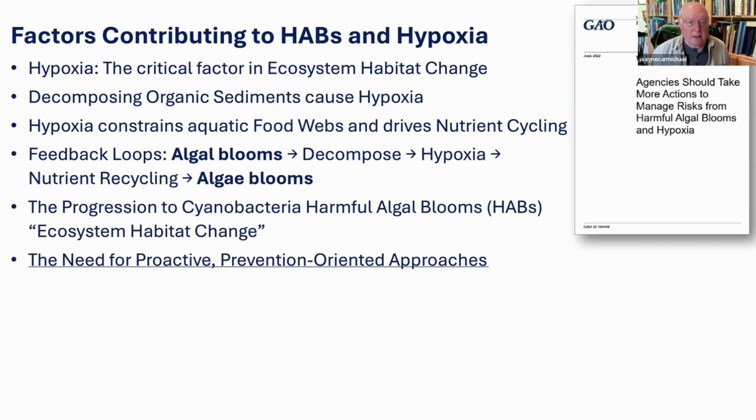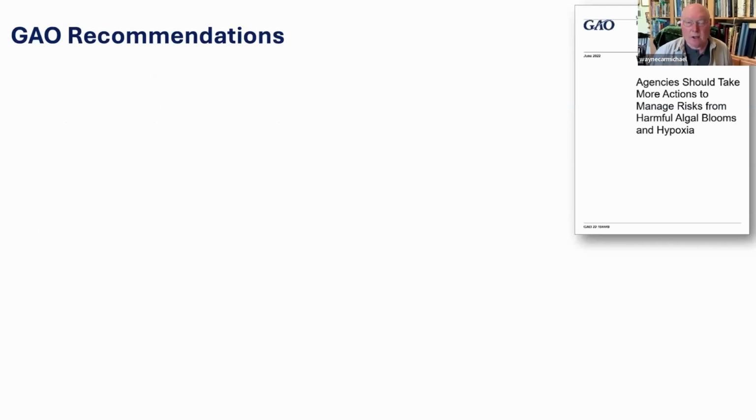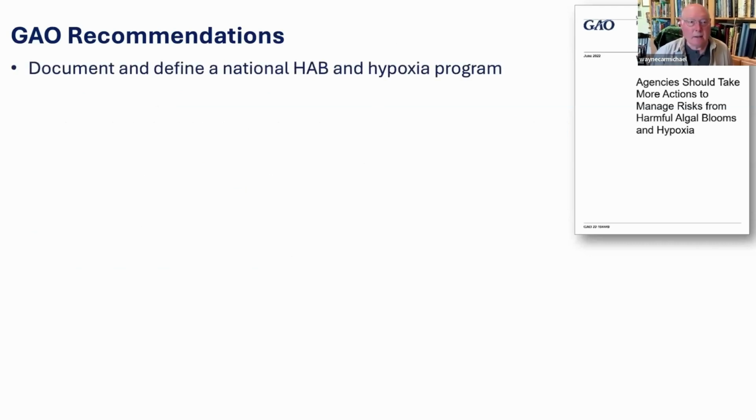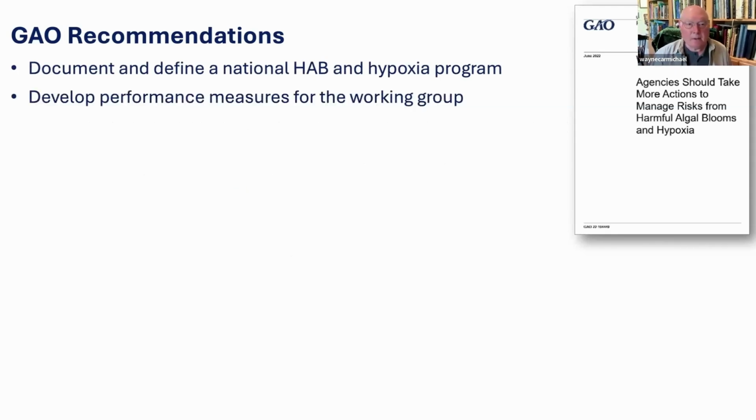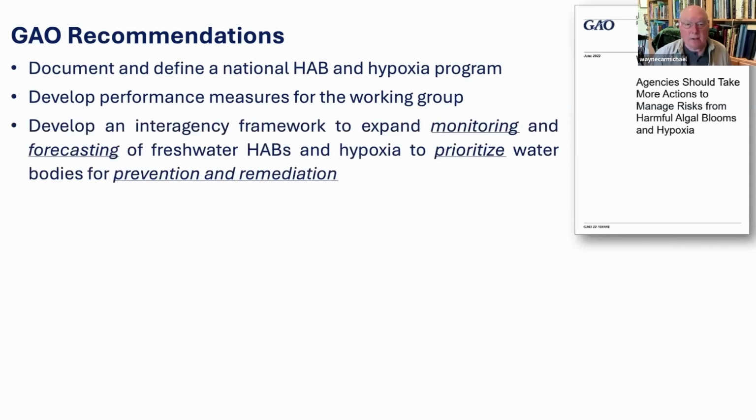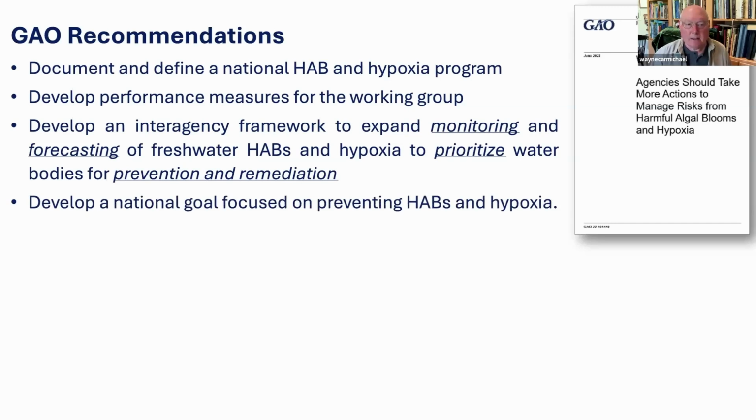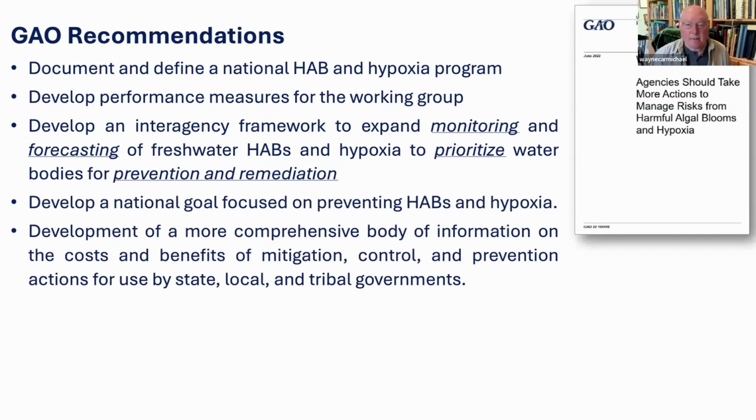And as you can imagine, that emphasizes the need for proactive, prevention-oriented approaches. And GAO admits it; they recommend that. They document and define a national HAB and hypoxia program. They recommend developing those performance measures, an interagency framework for monitoring and forecasting that prioritizes water bodies for prevention and remediation, developing a national goal focused on preventing HABs and hypoxia, and a more comprehensive body of information on the costs and benefits. Costs and benefits inform the better methods you can use for mitigation and control and prevention.